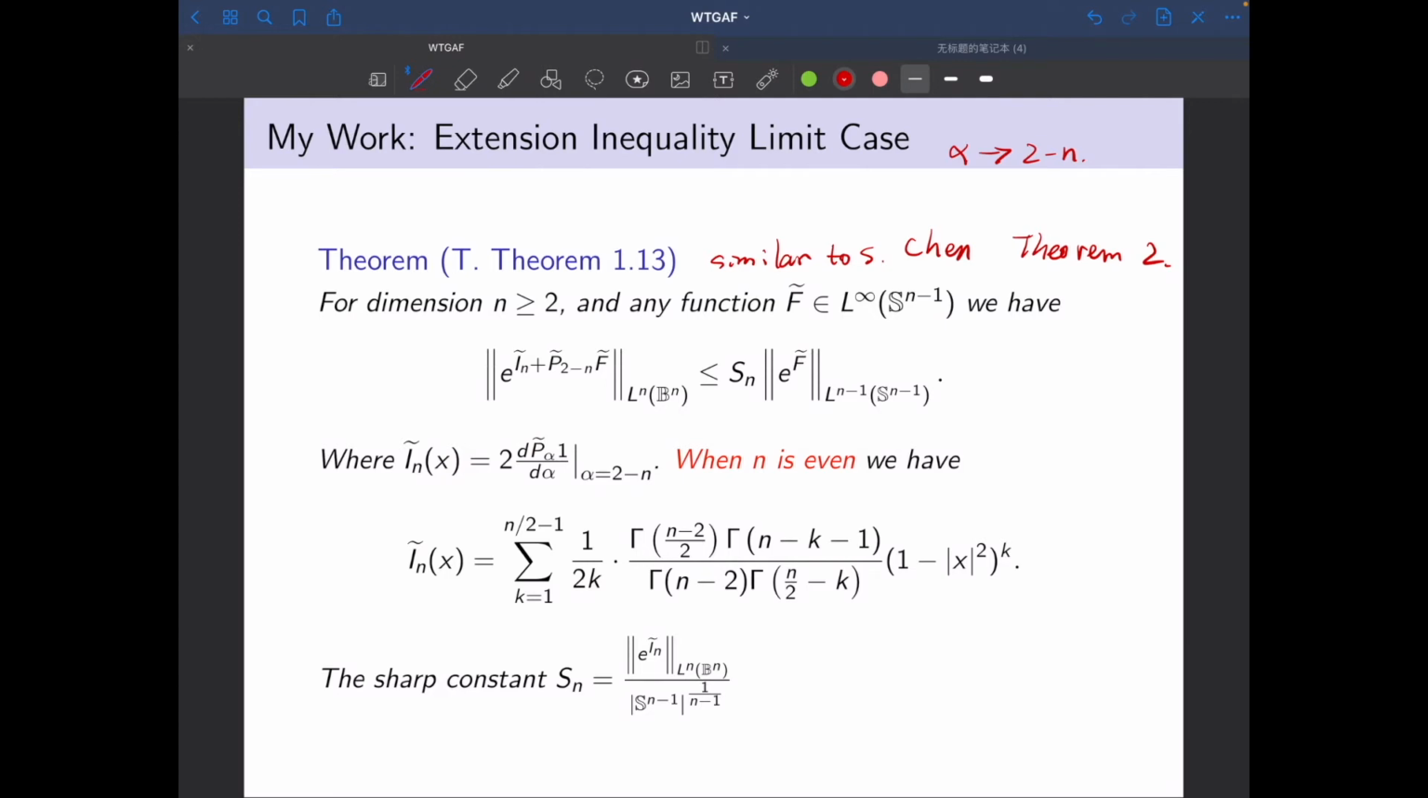The theorem that I proved says that for any function that is L infinity on the boundary, if you do the hyperbolic harmonic extension to get a function in the interior of the unit ball, then you actually have the exponential inequality like this, where again the function I_n tilde shows up naturally when we take the limit as alpha goes to 2 minus n. And what's good here is that I found the explicit formula for the function I_n tilde when n is even. So only when n is even.